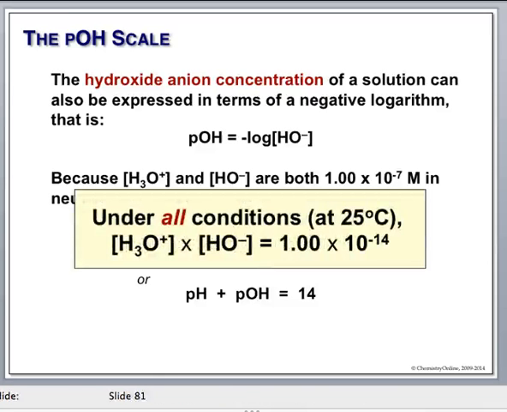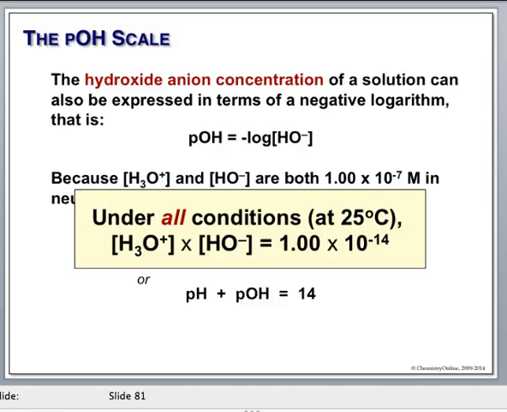Under all conditions, hydronium times hydroxide is always going to be 10 to the minus 14. And under all conditions, pOH plus pH is going to be 14. If you get a 3x5 card on this exam, that's something you might want to write down. pH plus pOH is going to be equal to 14.